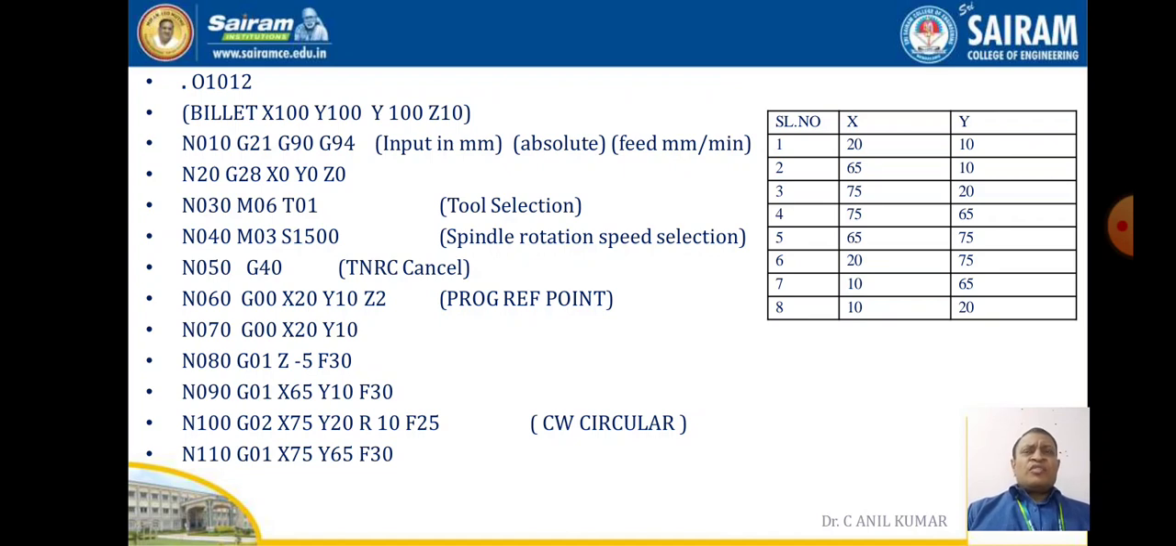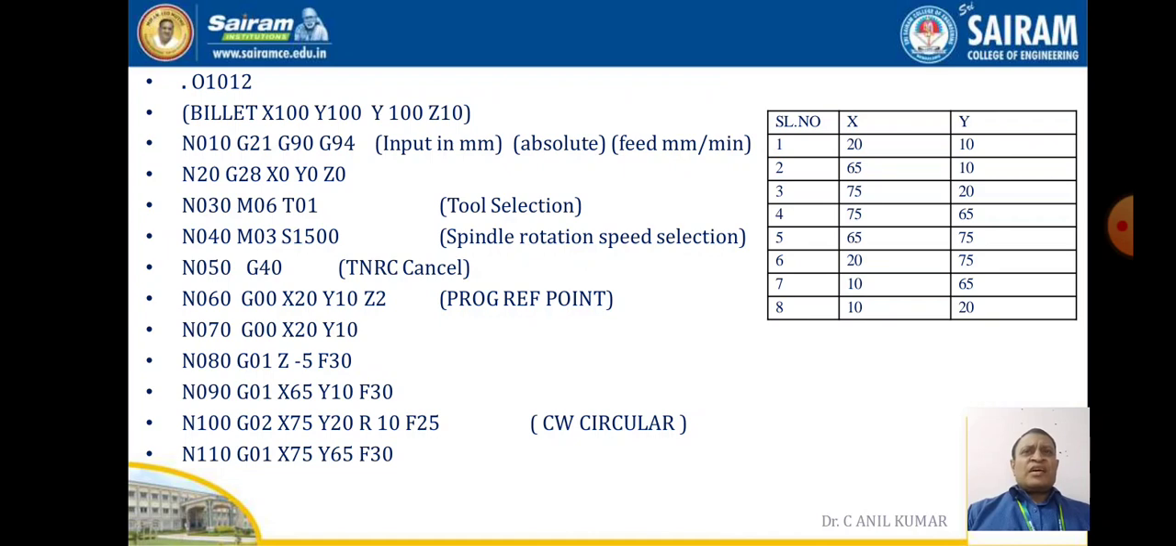Now we will try to write the program. The first line, N10, is G21, G90 and G94. G21 is the dimensions in mm, G90 is absolute programming, which we normally use, and G94 is feed in mm per minute. The second line, N20, G28 X0 Y0 Z0, is the origin. The third line, N30, M06 and T01. T01 is the tool selected for the milling process.